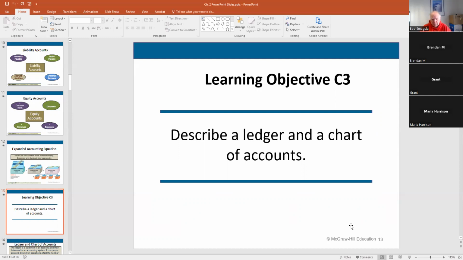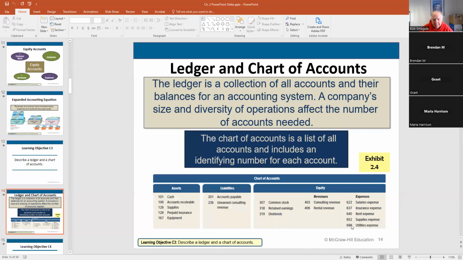Describe a ledger and the chart of accounts. Okay. We said that cash is an account, accounts receivable. All of these things you see here, all of your accounts, are considered to be part of what's called the chart of accounts. The ledger is a collection of all accounts and their balances for an accounting system. The company's size and diversity affect the number of accounts needed. The chart of accounts is a list of all the accounts, and they always have an identifying number, okay?